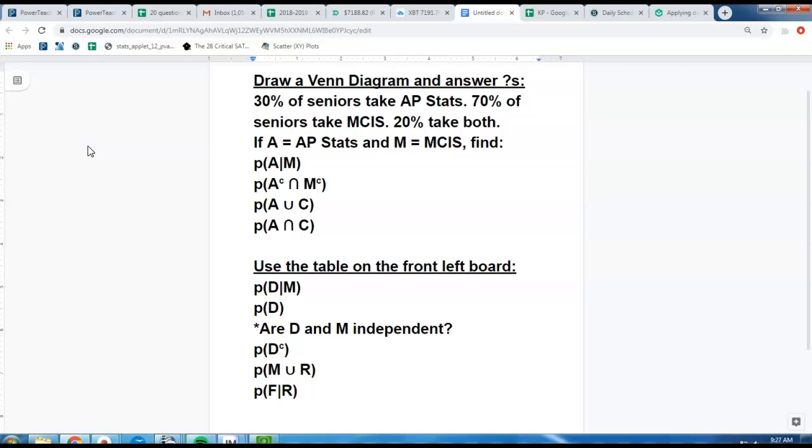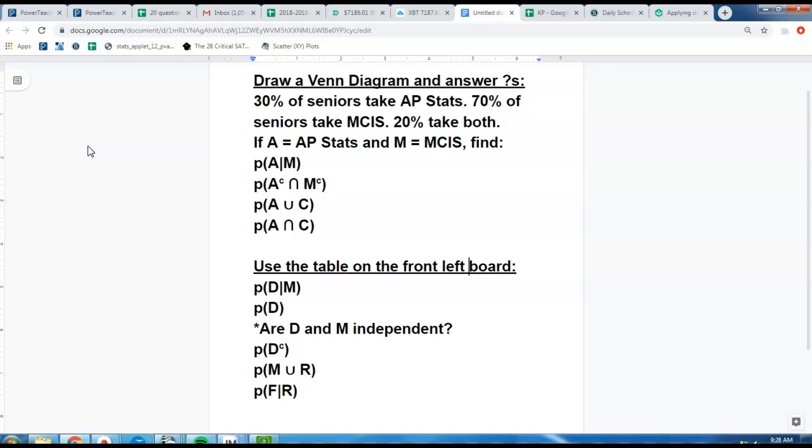Okay. So again, just reviewing where I got the Venn diagram from. I started with 2 circles, and the first thing I'm putting in there every time is the overlap, because I can build out from that. So 20% take both, so 20% are in that overlap. And then I know the AP Stats circle has to be 30% large. Let me use percents here.